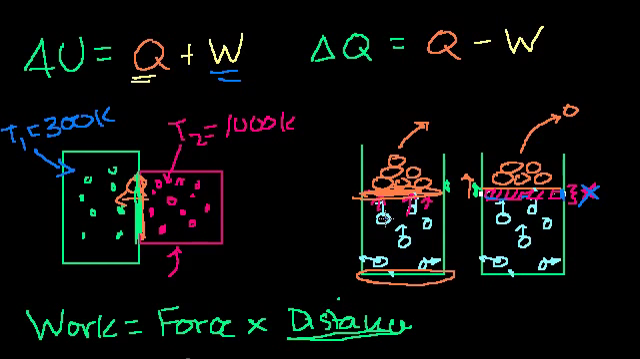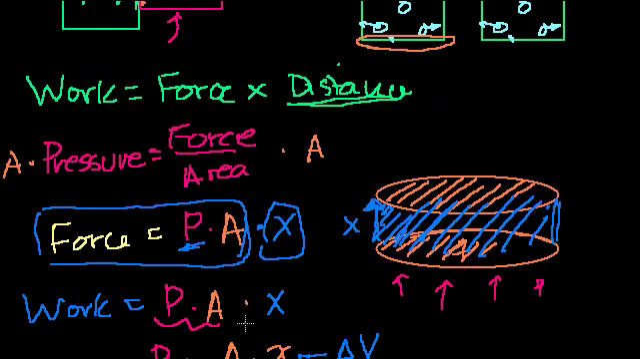We figured out that force: since pressure is force per area, we just multiply pressure times the area of our piston, and we get the amount of force we're applying. And then we multiply that times the distance that we push the piston up, and we get the amount of work it did by expansion, or the expansion work.